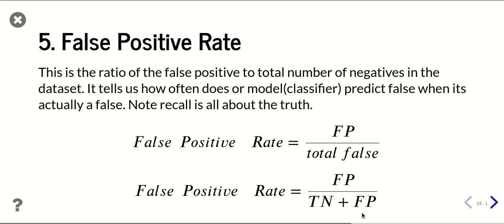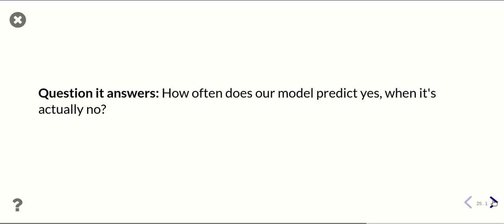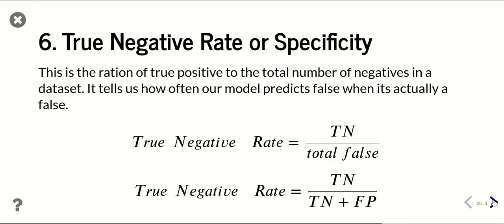It focuses mainly on the top row of our data, where we have the true positives and the true negatives. So it's known as the false positive rate. The question this metric answers is: how often does our model predict a yes when it's actually a no? When we are trying to see how often our model predicts a yes when the actual is a no, we look at the false positive rate.